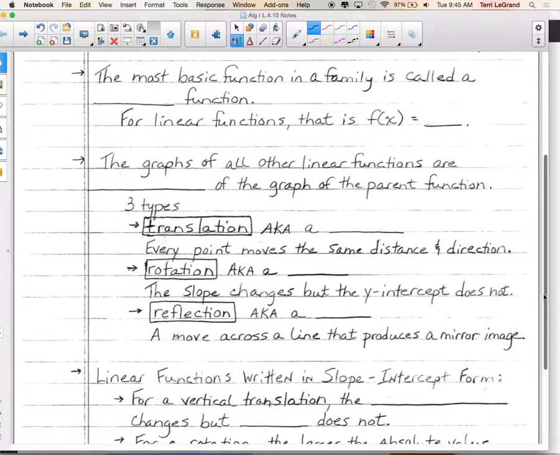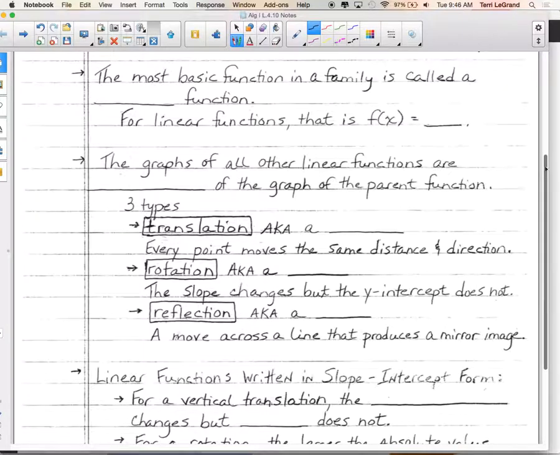Why wouldn't a vertical line fall in the linear function family? Why are they the black sheep? Why are they not in it? Well, because it's not linear. Well, it's linear. Because there's multiple y values for the one x. Oh, there's multiple y values for the x value, so it's a line, but it's not a function. That's the thing.